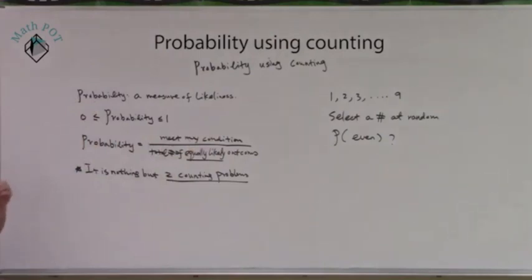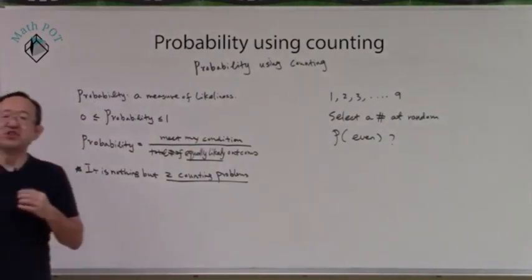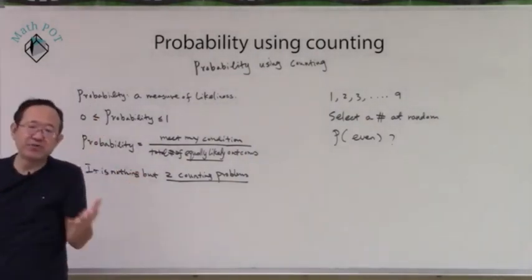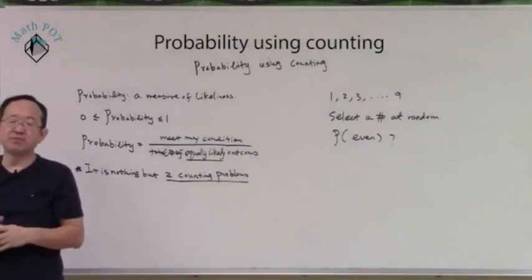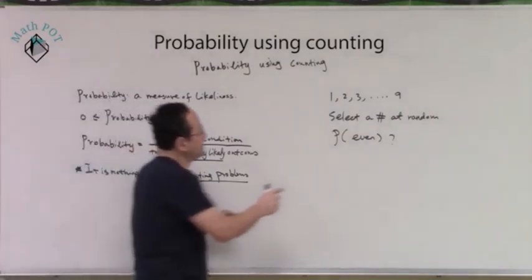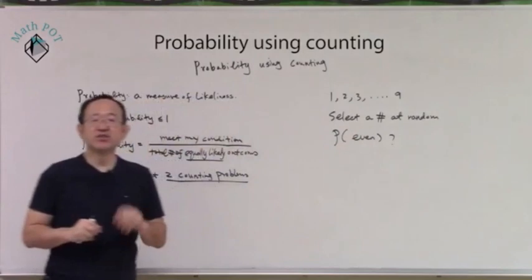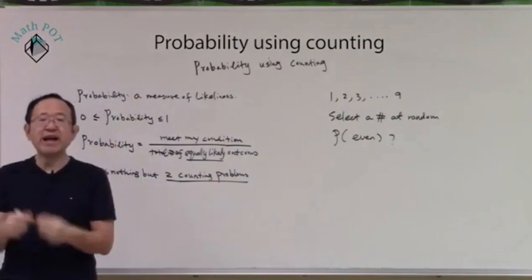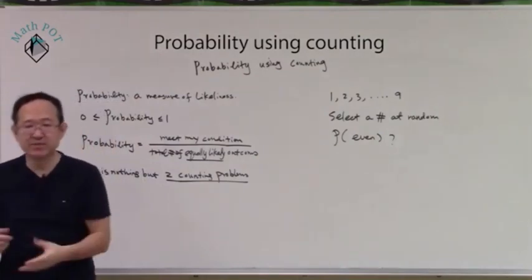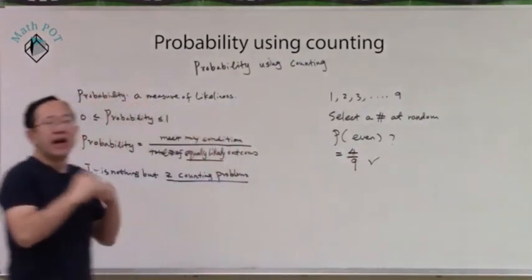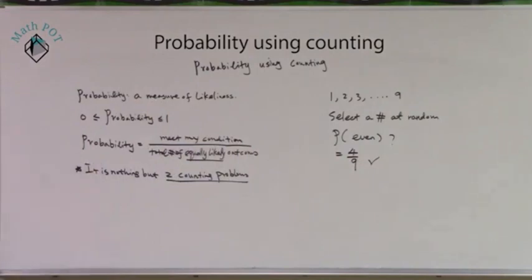For the total number of equally likely outcomes, it's very clear. If you select a number from nine numbers, it could be one, two, three, all the way to nine. That means we have nine total outcomes, and they are all equally likely. The number meeting my condition is very clear: we try to find that the number is even, so it's 2, 4, 6, 8. We have four numbers that meet the condition. In total, we have nine equally likely outcomes. That means the probability equals 4/9. That is the answer for this one. Make sure you fully understand this super simple example, which will definitely help you understand the formula for probability.